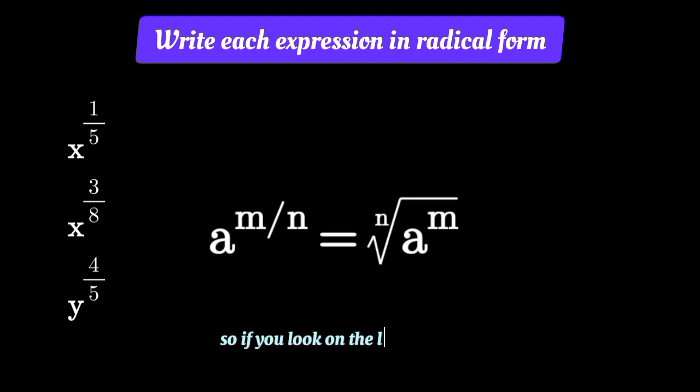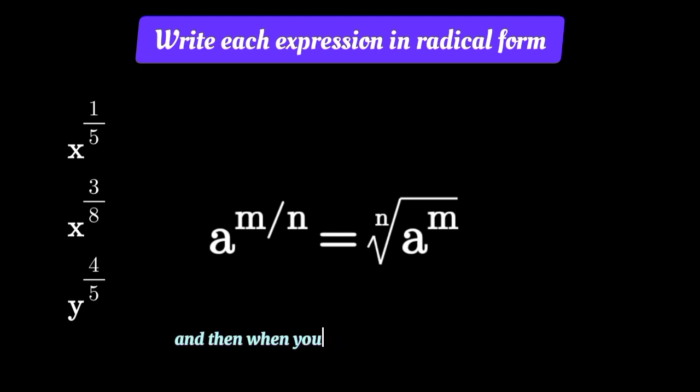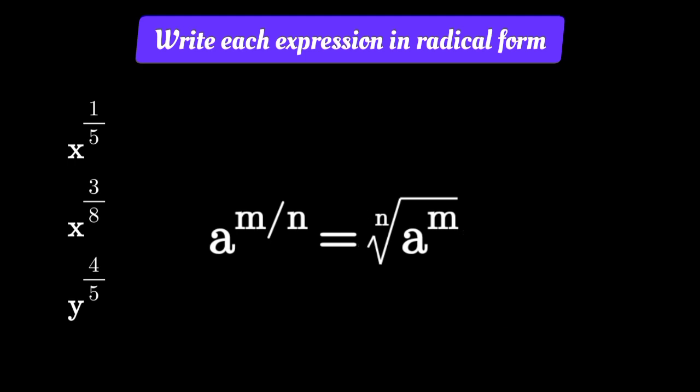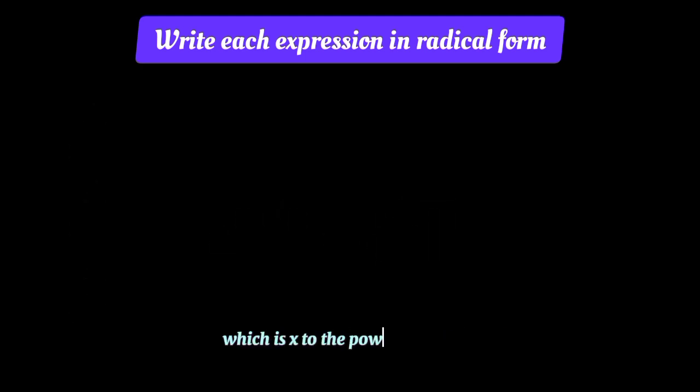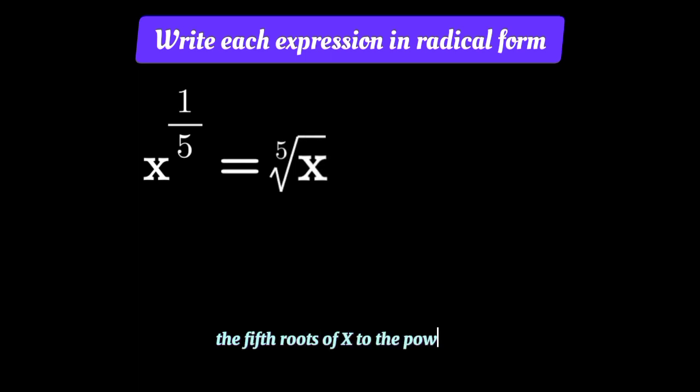So if you look on the left-hand side, that is written in an exponential form with a fractional exponent. And then when you look at the right-hand side, this is written in a radical form. So let's take our first example, which is x to the power 1 over 5. Now, in solving this, we already have 5 as our index number. So our answer here is simply the fifth root of x to the power 1.